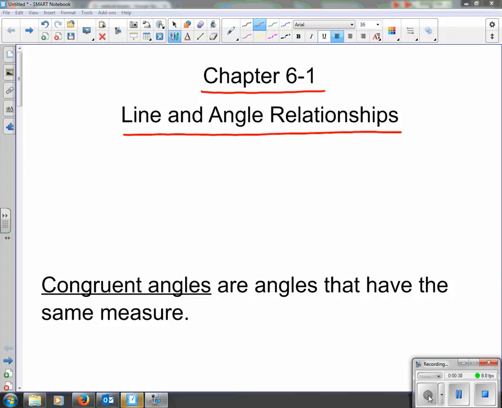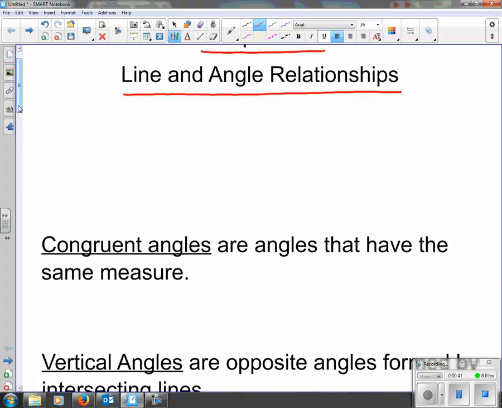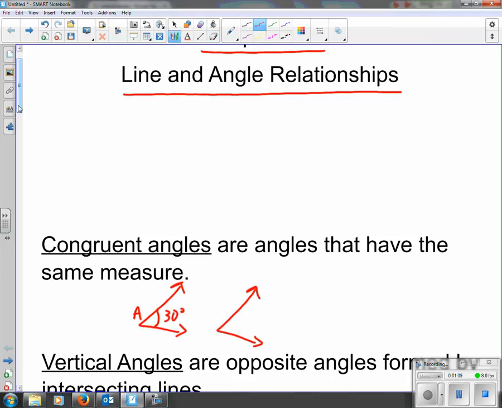So just to remind us, congruent angles are angles that have the same measure. If I have an angle like this, and I say this is 30 degrees, and I say this is angle A, and then I have angle B, and I say to you angle A is congruent with angle B.